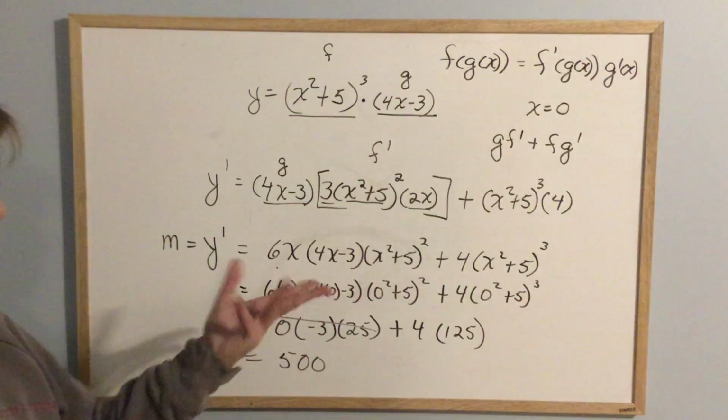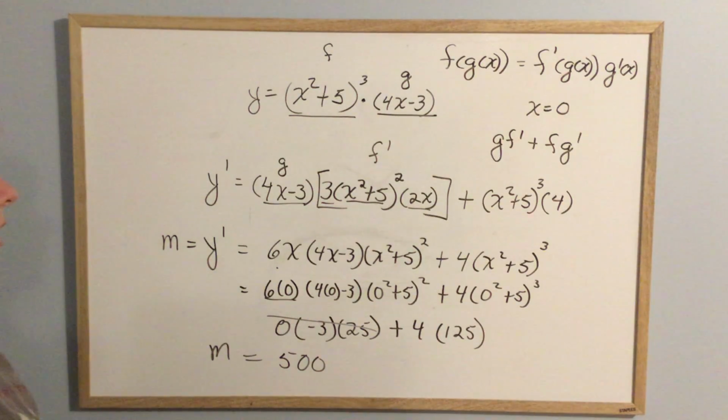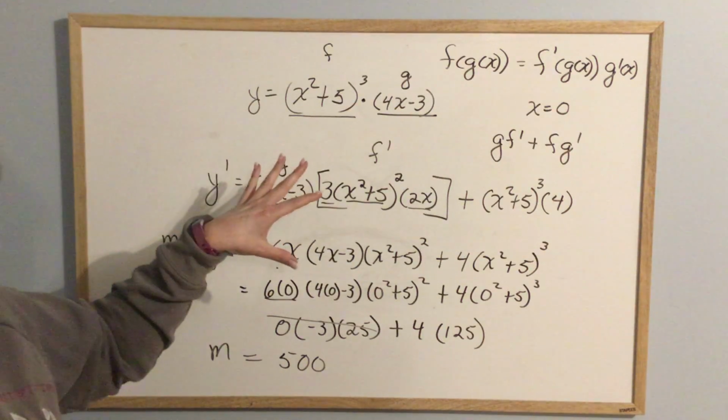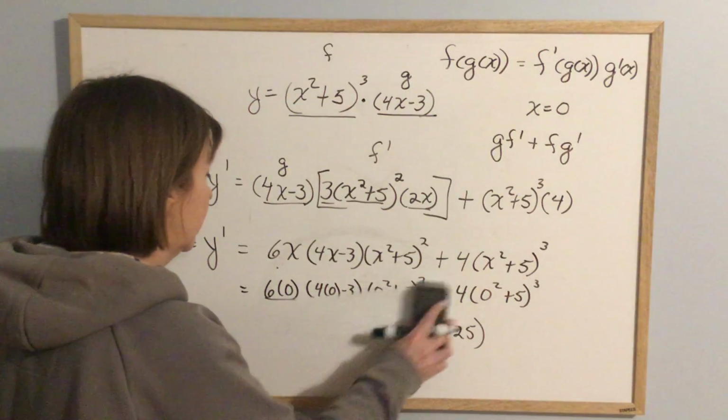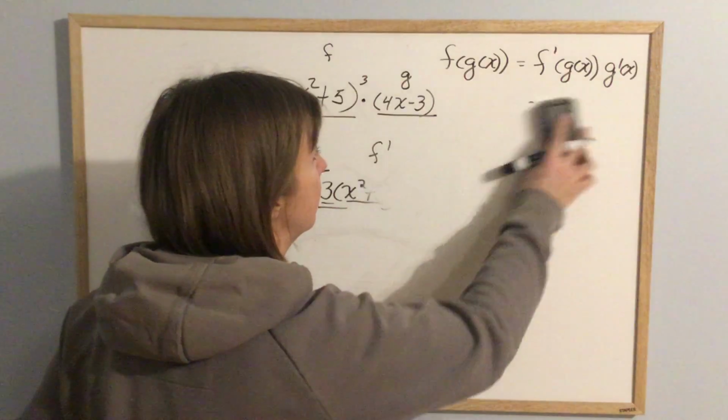So that's just a matter of putting things into your calculator. The big thing here is that I have to do the product rule and the chain rule all together. That's kind of the big takeaway here.